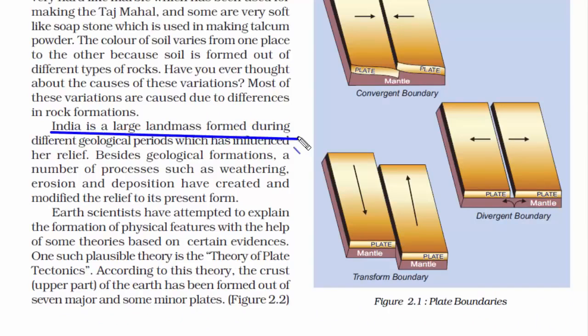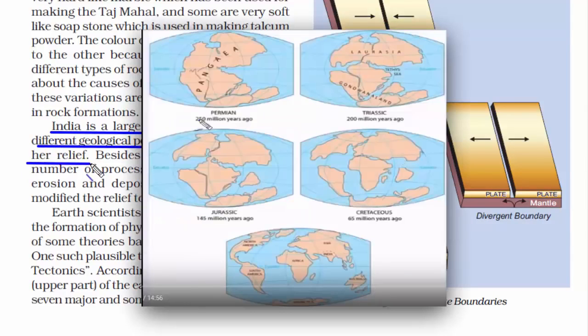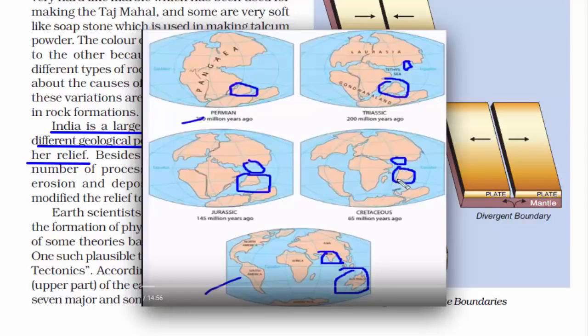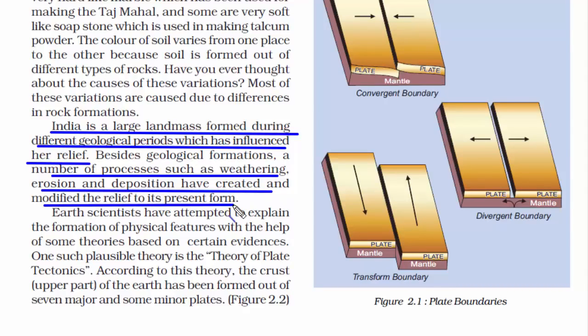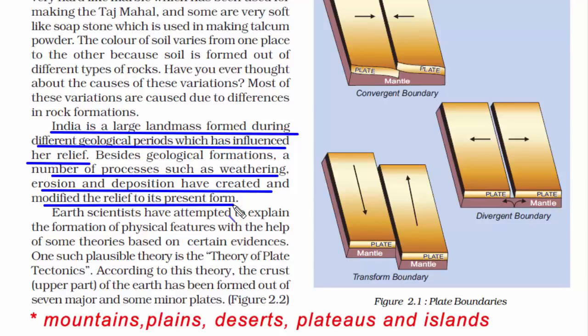India is a large landmass formed during different geological periods. I'll just show you a small section of the previous chapter, wherein we can see how India broke apart from the Australian plate and moved towards the Eurasian plate. While doing so, it went through constant physical changes. You can see the shape of India as it was moving towards north. Now with this kind of massive formations, a number of processes such as weathering, erosion, and deposition have created and modified the relief to its present form. By relief, I mean the 5 physical features that we spoke about in the beginning.